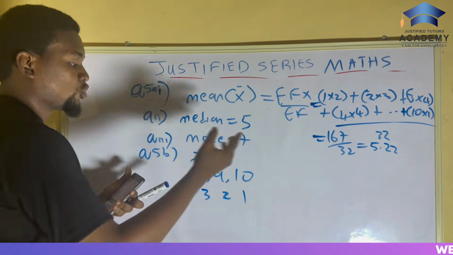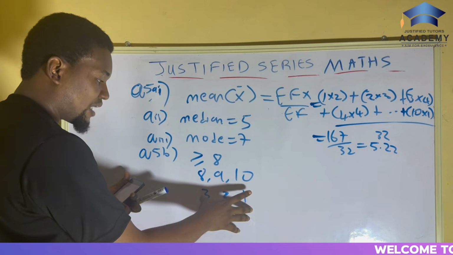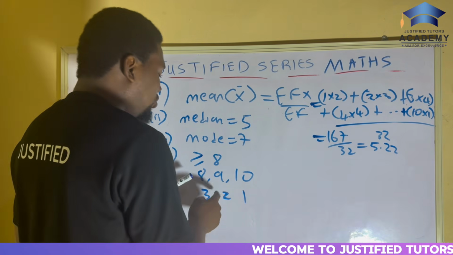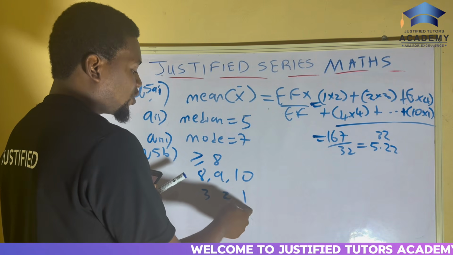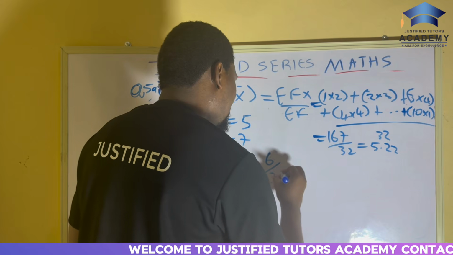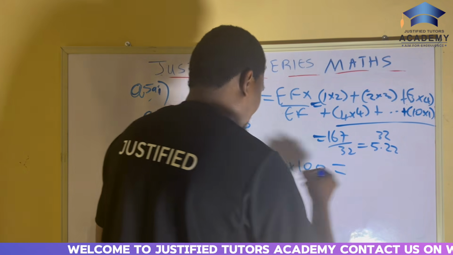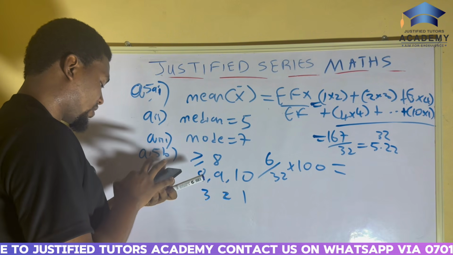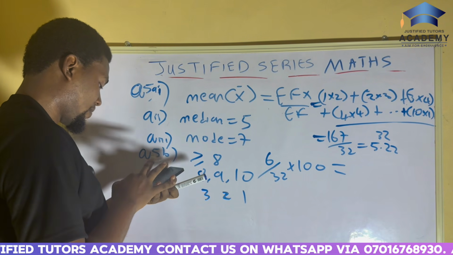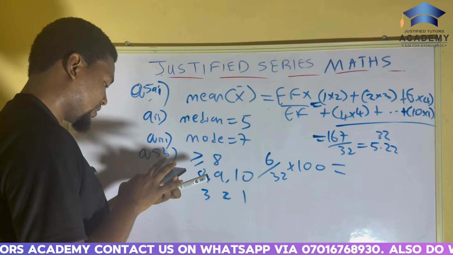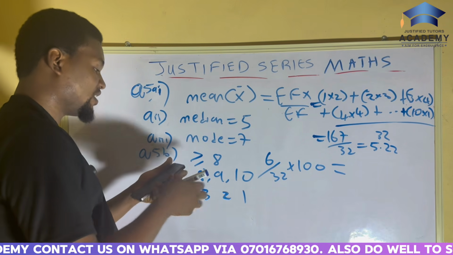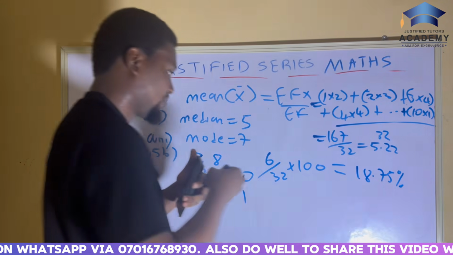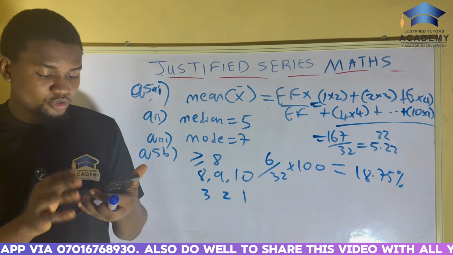To find the percentage of those students, we have to add these numbers together, divide by the total number of students, and multiply by 100. So 3 plus 2 plus 1 will give us 6. That's 6 over 32 times 100. Calculator very quickly. 6 divided by 32 is 0.1875, times 100, 18.75. So 18.75%. You see now, 5 questions done easily.